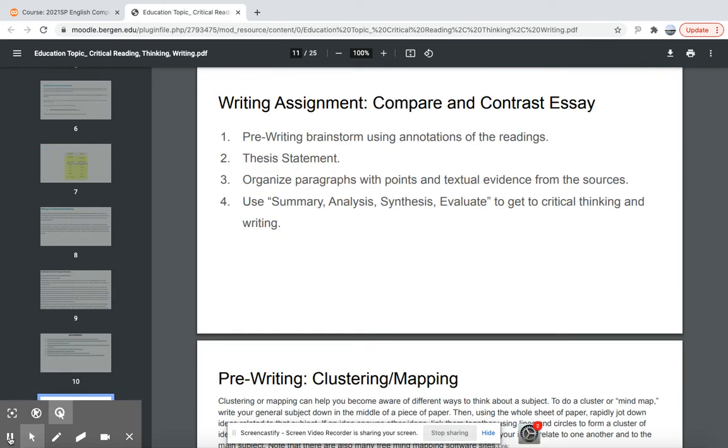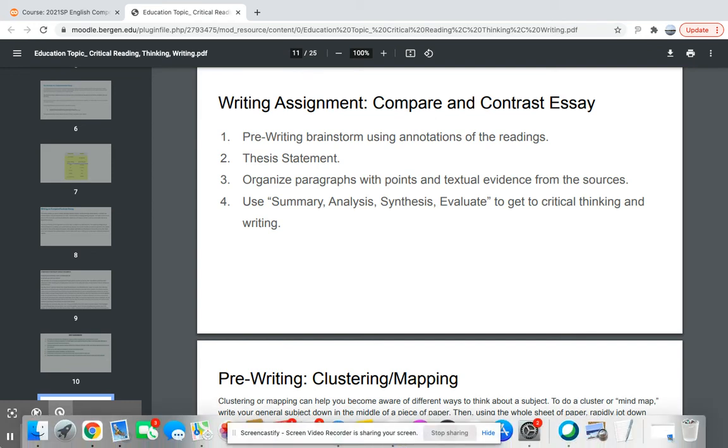So now you know the assignment and you know what a compare contrast essay is and why they are useful. Now what do you do? So what I want to show you here is how to do pre-writing brainstorming using your annotations from the readings. And the pre-writing brainstorm can be used in any essay that you write in this course and other courses in your future English classes. Then I'm going to walk you through the thesis statement and how to organize your paragraphs.